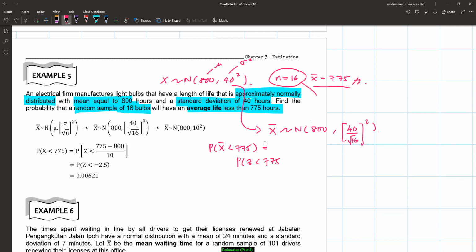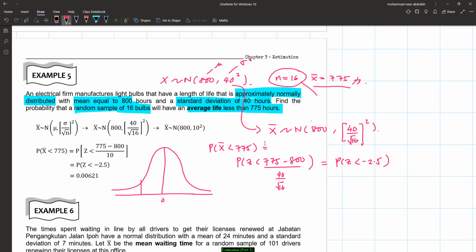So 775 minus 800. This is the same procedure, but the only difference is instead of dividing by the standard deviation only, we divide by the standard error, 40 divided by the square root of 16. This has already been calculated. It should be the probability of z less than negative 2.5. Negative 2.5 is on the left of 0, and we want to find this area.